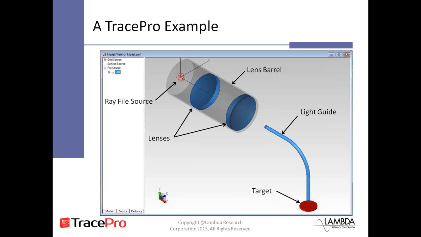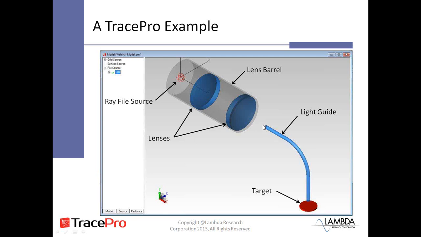As I mentioned, the largest portion of this webinar today is going to be a live demonstration of building a model from start to finish. And here's the model we're going to work with. We're going to have two lenses. We're going to put those inside of a lens barrel, control stray light, and block some extra light. They're going to focus the light onto a light guide.